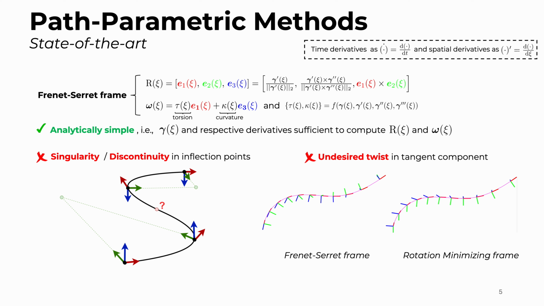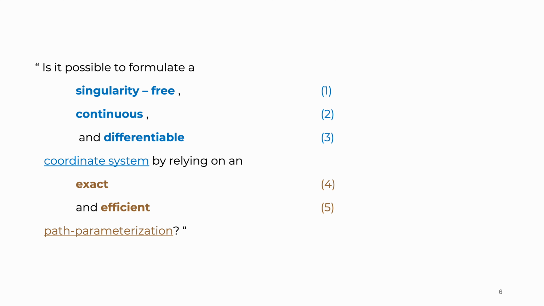Specifically, in this work, we try to answer the following research question. The research question states as follows. Is it possible to formulate a singularity-free, continuous, and differentiable coordinate system by relying on an exact and efficient path parametrization? This might sound like a lot of buzzwords put together, but to convey the message in this question a bit better, let's decouple it into three different parts.